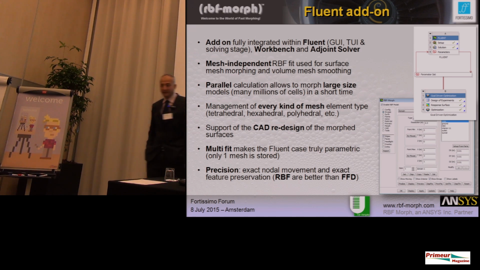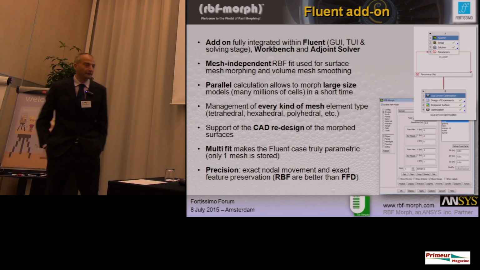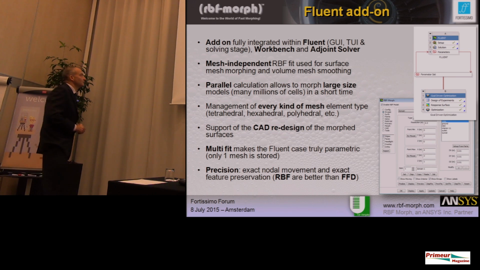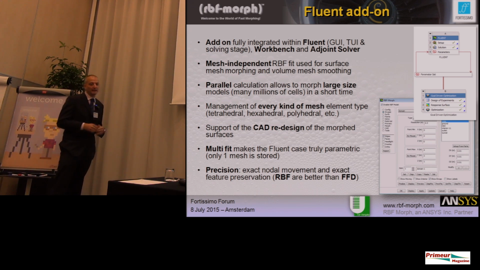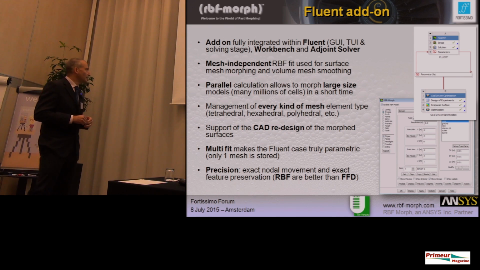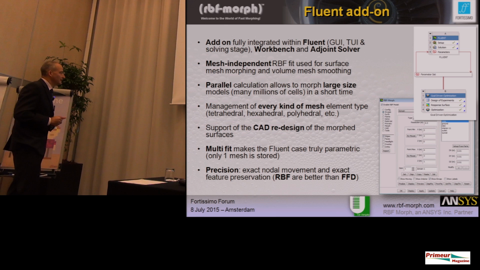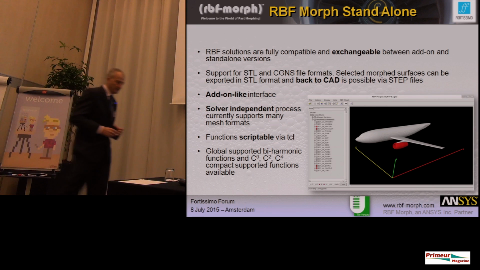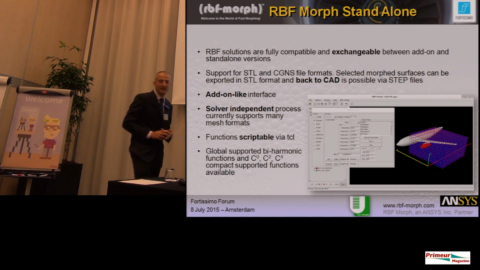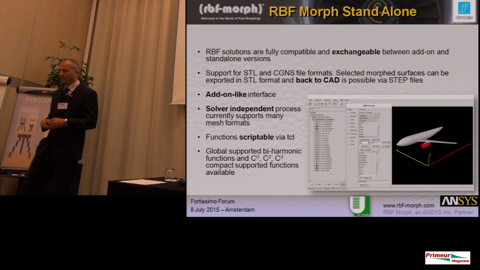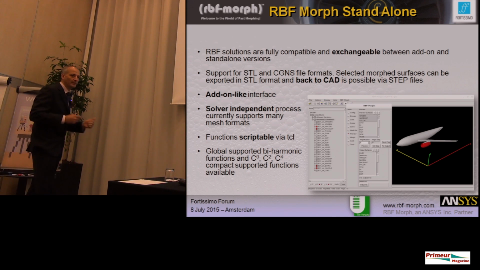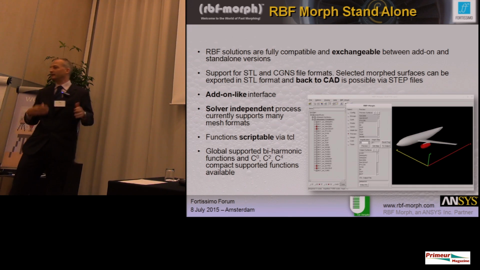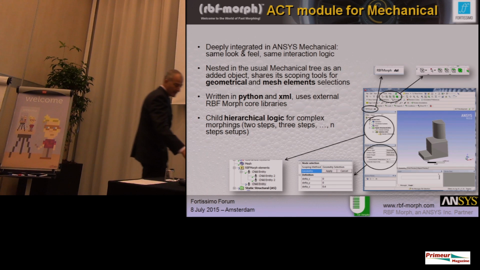About the Fluent add-on, it's software that is integrated inside Fluent and also inside the adjoint solver of Fluent. It works in parallel. It can manage any kind of mesh. It supports redesign, and thanks to the radial basis function technology, allows a very high precision. The standalone implements the same technology, but it can be coupled with many solvers. Currently, we support OpenFOAM, CFD++, ELSA, NumECA, SU2, and many, many other formats. Let me go ahead.